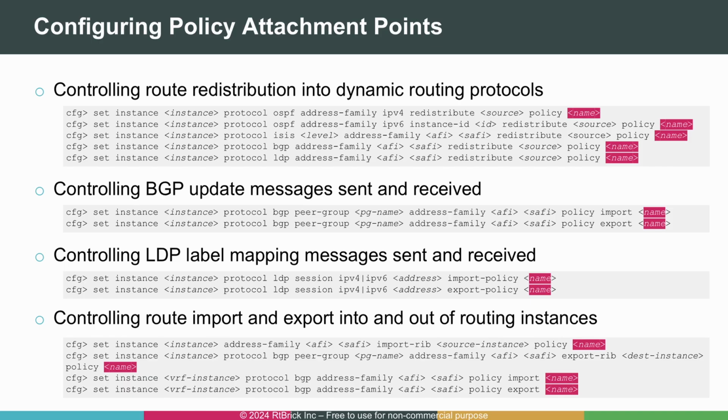In RBFS, it is also possible to control the import and export of routes into routing instances using policies. The most common example is BGP MPLS L3 VPNs, where the routing instance represents a VRF. In this case, policies are applied at the BGP address family level, typically filtering based on route target extended community attributes to define the VPN topology.